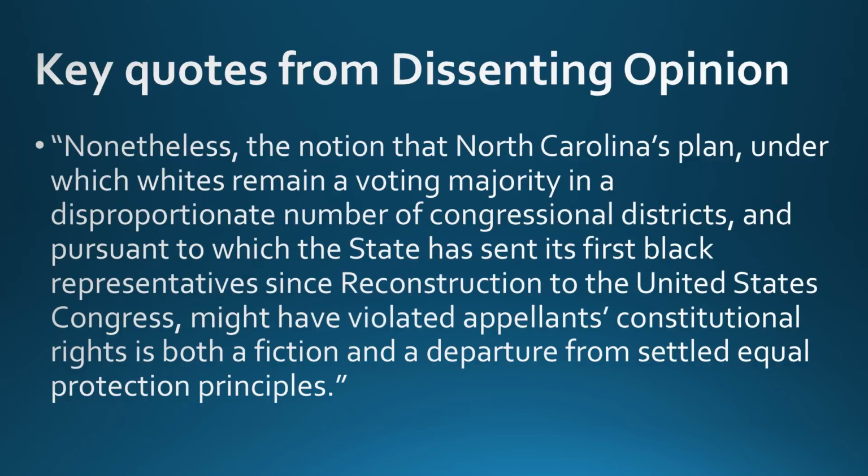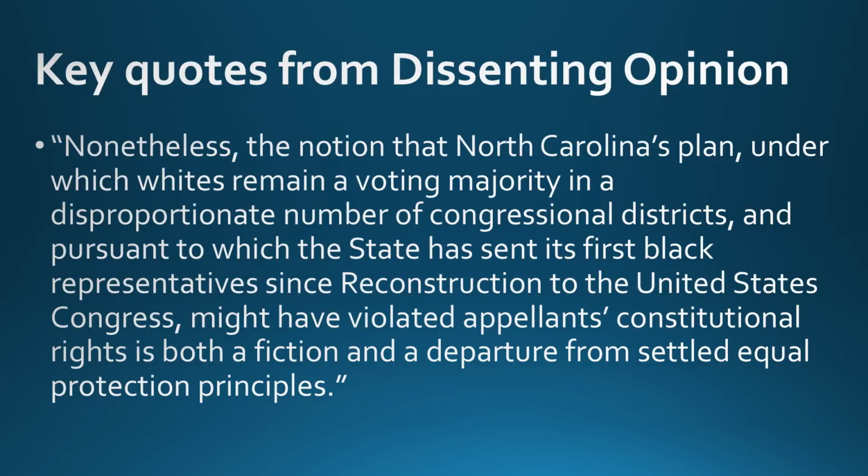For the dissent, it's going to point out the fact that this is going to negatively harm minority representation. And if you go on to read, it says that North Carolina's plan, in which whites remain a majority in a disproportionate number of congressional districts, so apparently white voters were still disproportionately overrepresented in the state even with this district. And it gives you just the historical fact of the state having just sent its first black representative to Congress since Reconstruction, so a long, long time, 100 years plus.